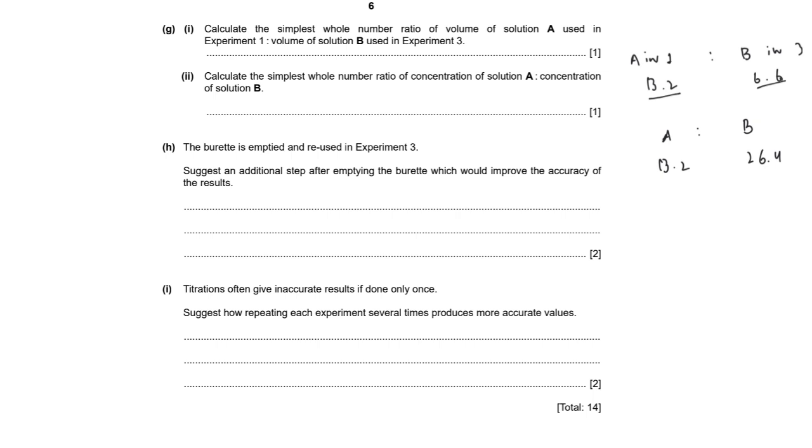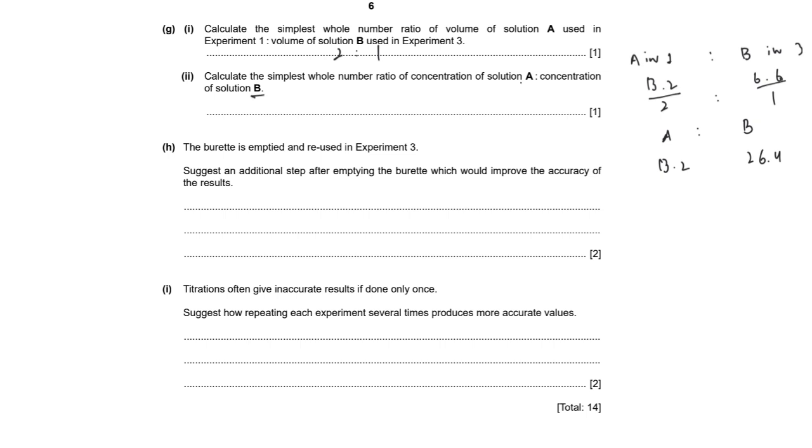and see from there. So what will be the simplest whole number ratio? 2:1. So basically divide both of these values by 6.6, and the simplest ratio will be 2:1. The next part is to calculate the simplest whole number ratio of the concentration of solution A to the concentration of solution B.